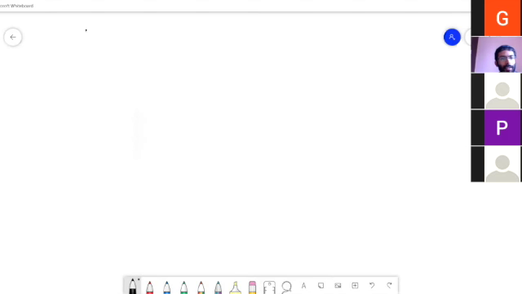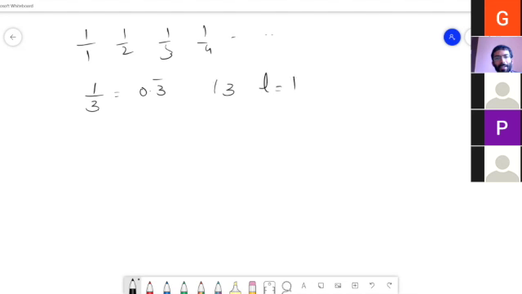So we are looking at the decimal representation of the form 1 by 1, 1 by 2, 1 by 3, 1 by 4, and so on. Bhageshri ma'am made an observation that if you consider 1 by 3, it is 0.3 bar. And so here 3 is repeating, and 3 has just one digit. So the length of the repeating block is 1 here.